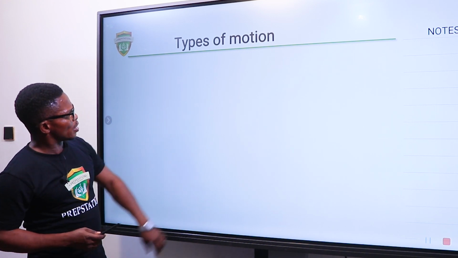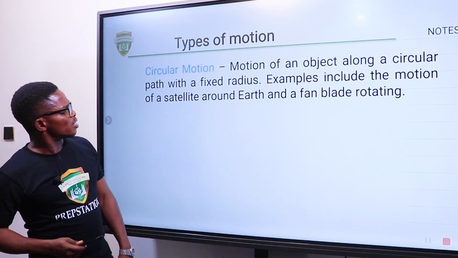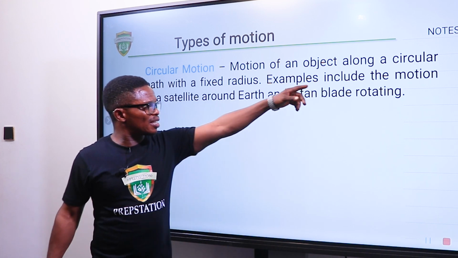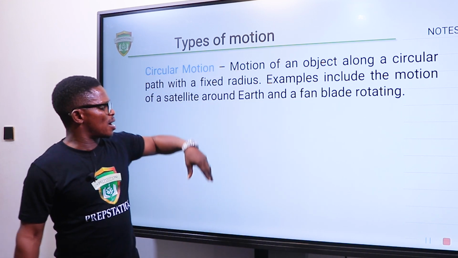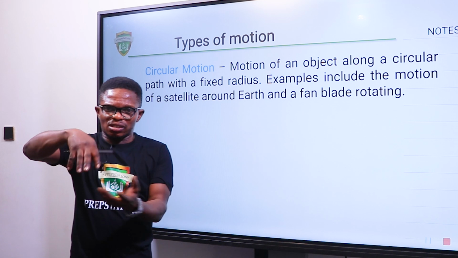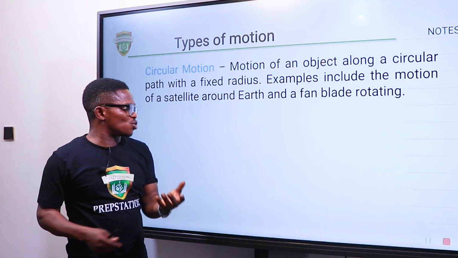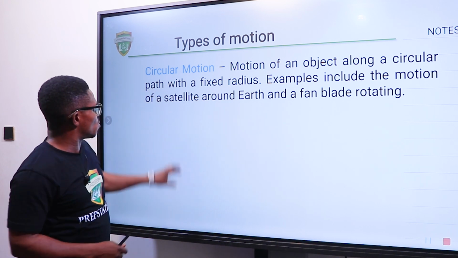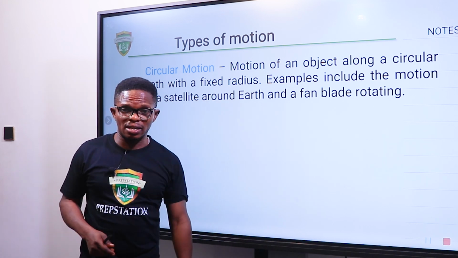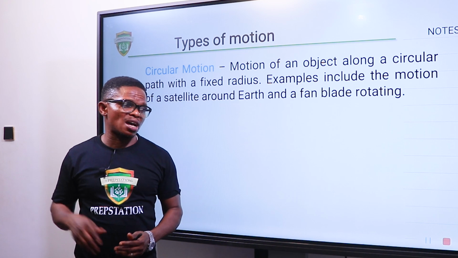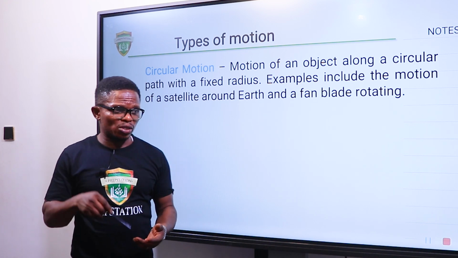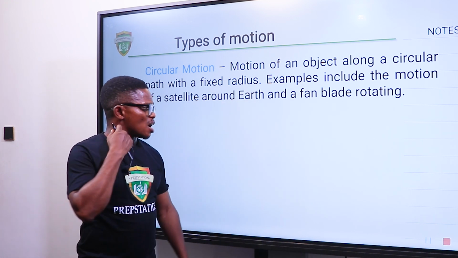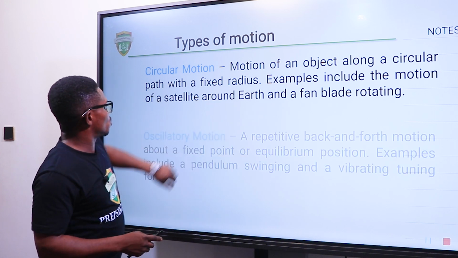Okay, so we're still looking at types of motion. Circular motion is the motion of an object along a circular path. When an object moves in concentric circles about a point, we call that circular motion. Examples of circular motion are a satellite around the earth, a fan blade, automobile tires. Anything that goes about a point in concentric circles is an example of circular motion.